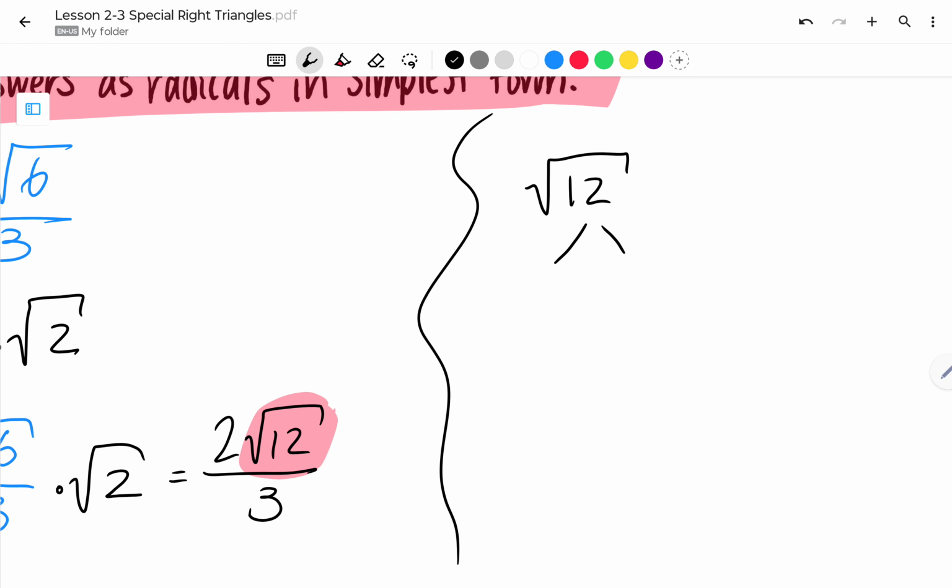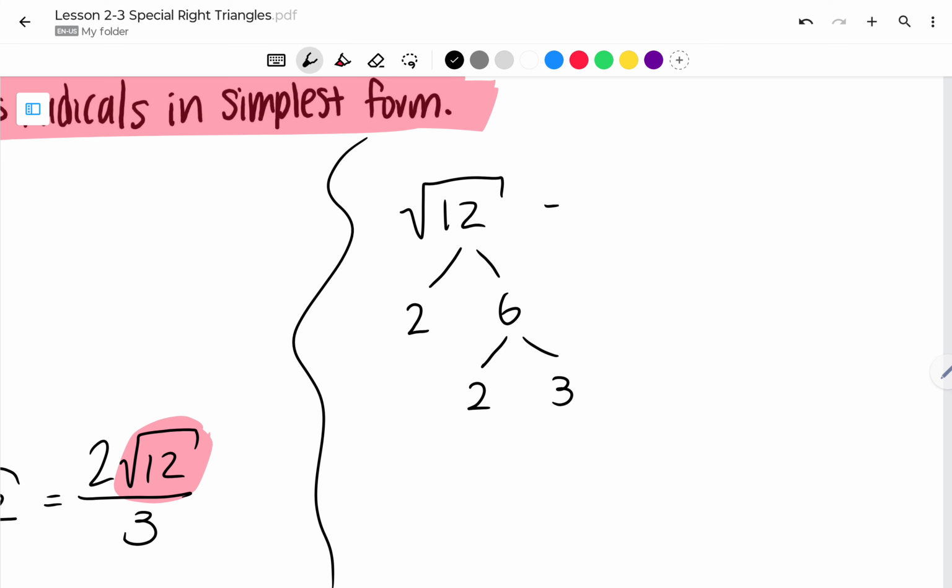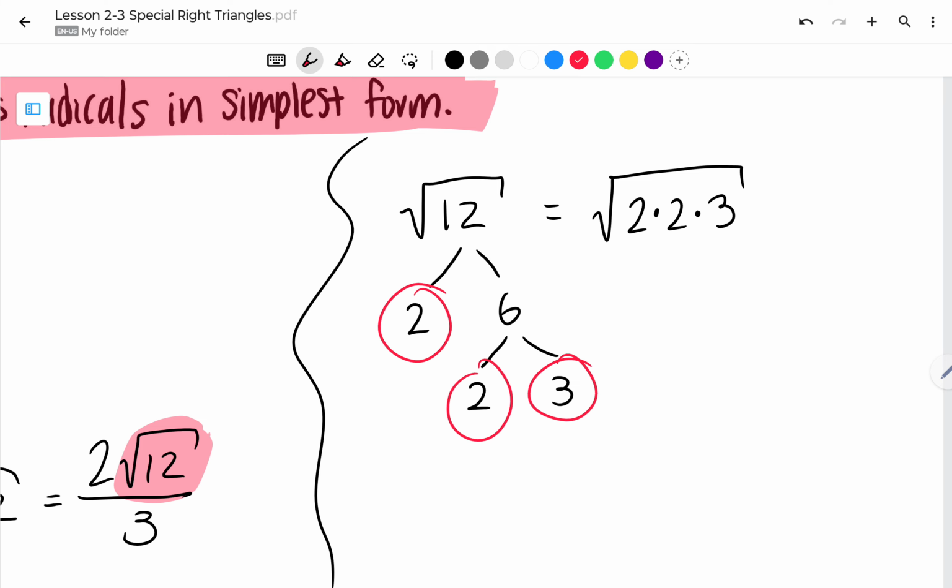And there's a bunch of ways to do this. I'm going to go with one of the ways that I taught my second period. So let's break this down. I know 2 times 6 is 12. And I could even break this down even further. I know 6 is 2 times 3. Okay? And I can't break this down even more. These are the prime factors of 12. So that means I can break this down into 2 times 2 times 3. Right? 2 times 2 times 3 is the same thing as 12.